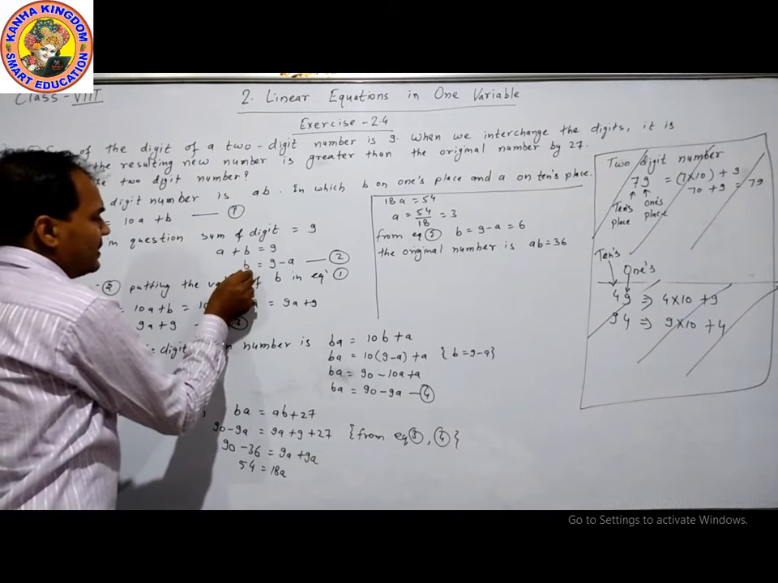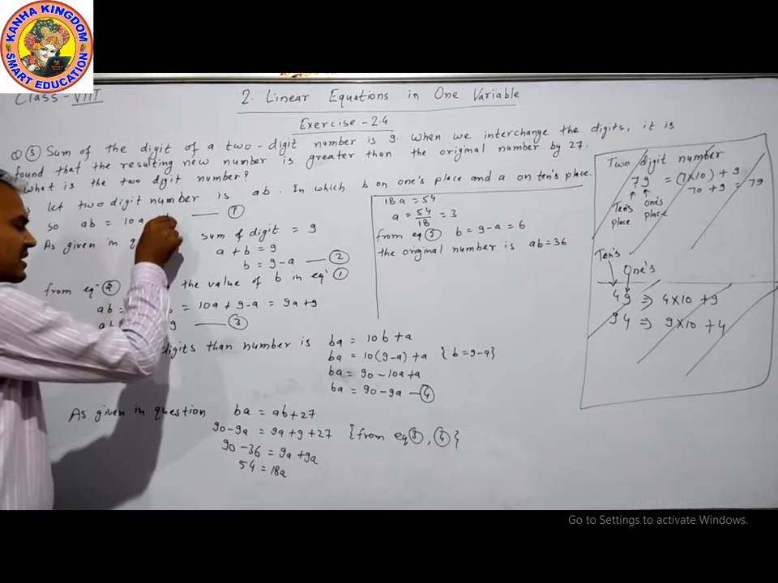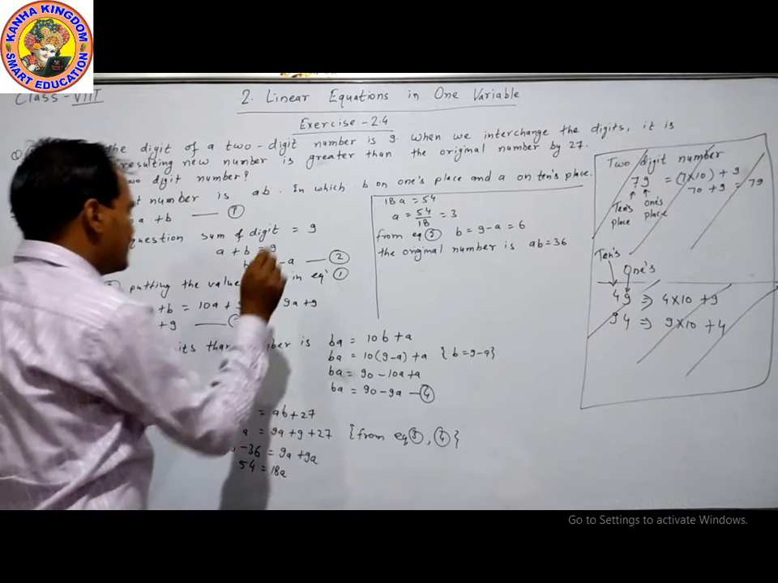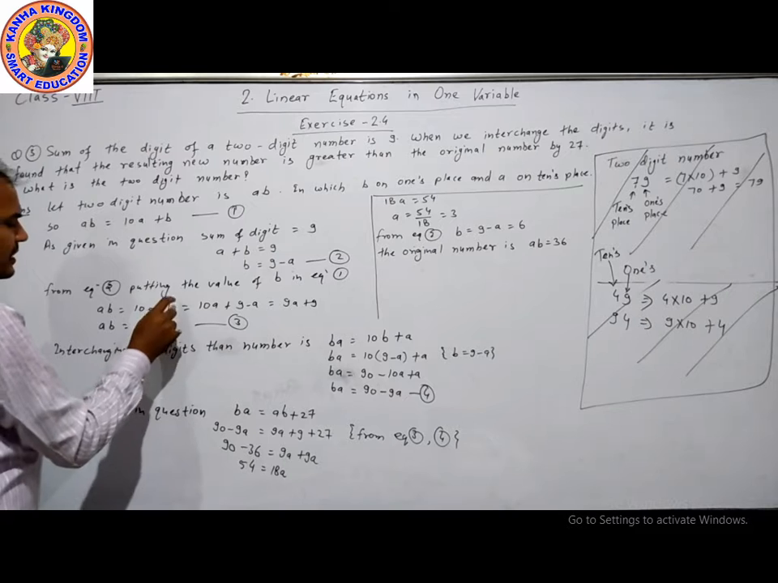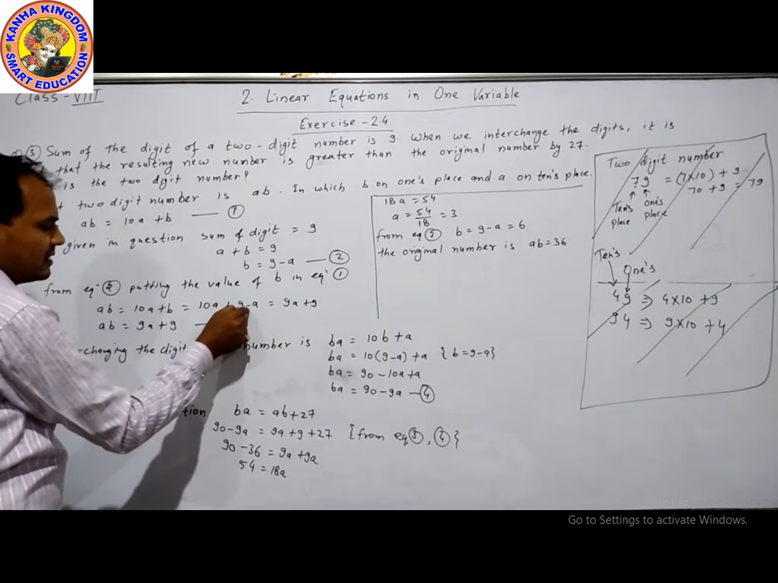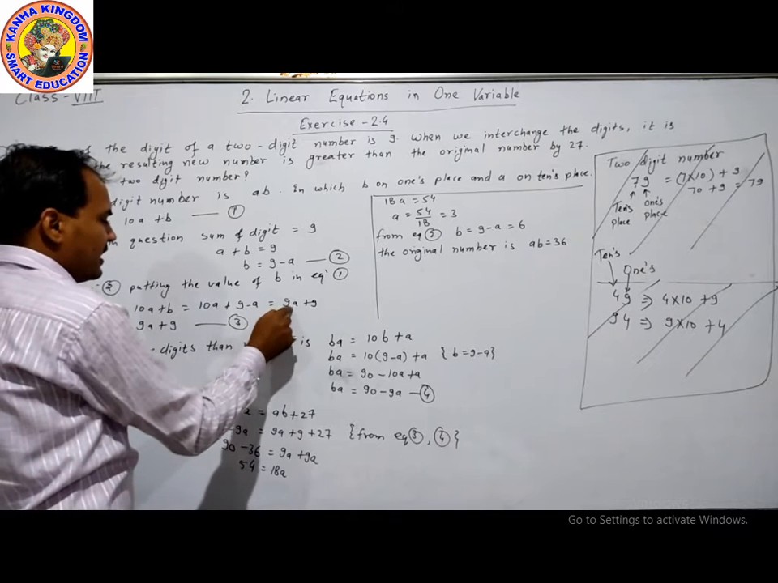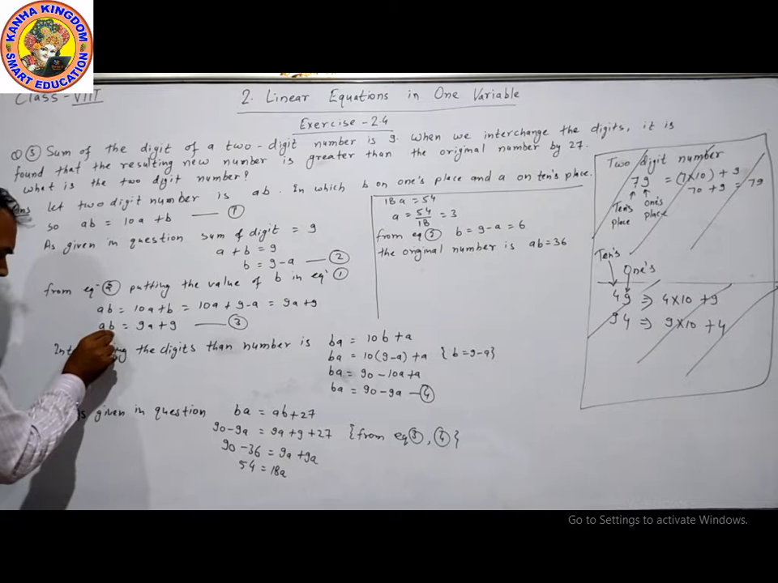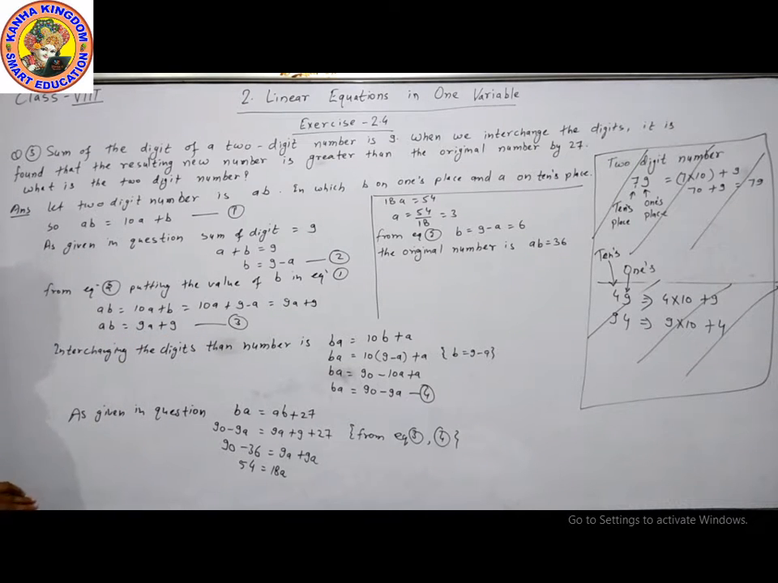We will find the value of B, so we are putting the value of B from equation second in equation first. The equation first is AB is equal to 10A plus B. The value of B is 9 minus A. 10A minus A is 9A, plus 9. So the value of AB is equal to 9A plus 9. This is our equation number third.